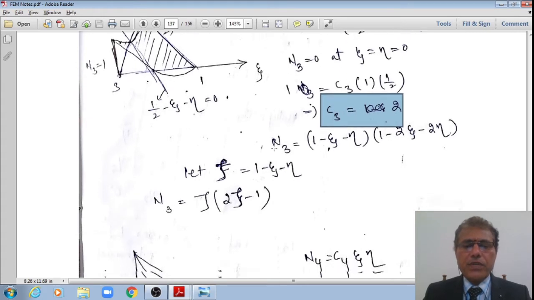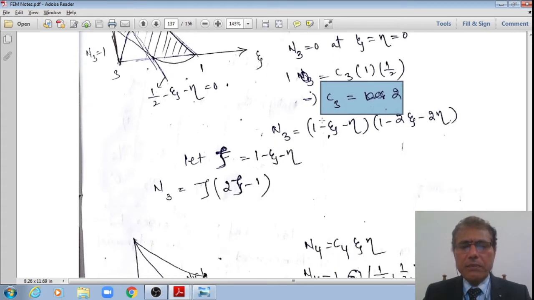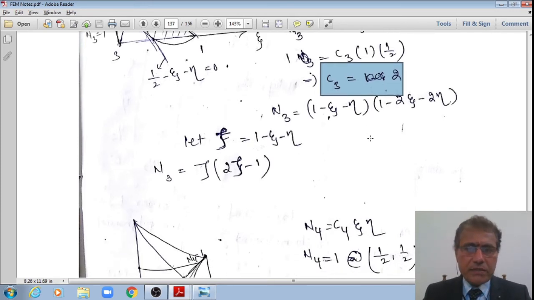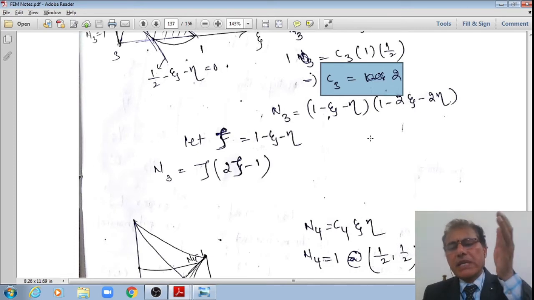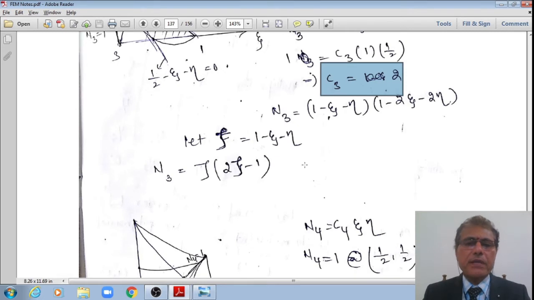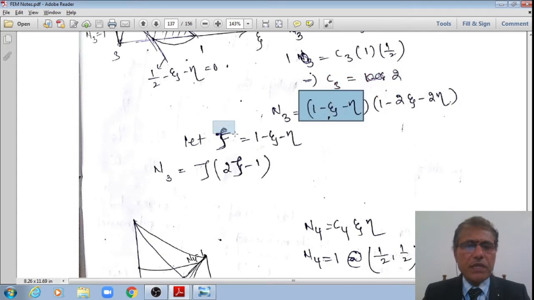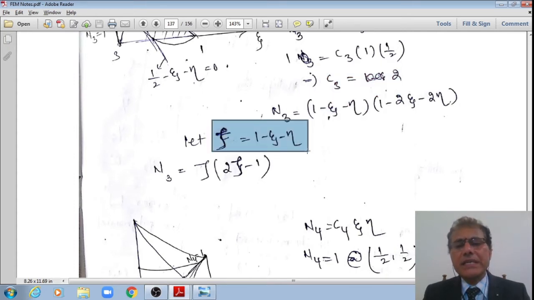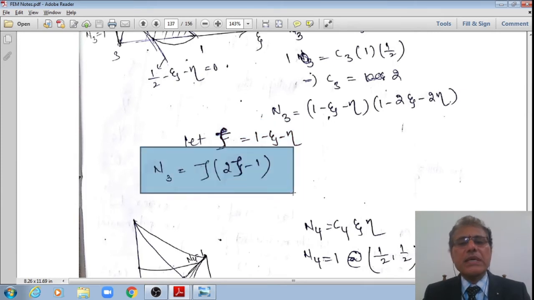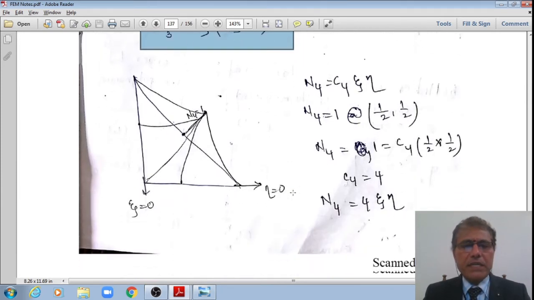Therefore, the shape function n3 is now given by 1 minus xi minus eta multiplied by 1 minus 2 xi minus 2 eta. Even this is also a quadratic shape function, students. It has the constant terms as well as linear terms as well as quadratic terms in terms of xi and eta, right? Now, if you understood this, then I'll replace this with zeta. That is how zeta is equal to 1 minus xi minus eta, right? Then I can say n3 is equal to zeta multiplied by 2 zeta minus 1.